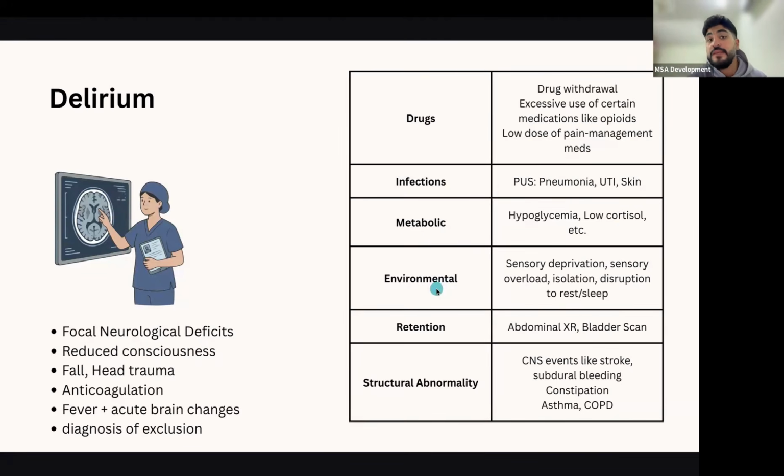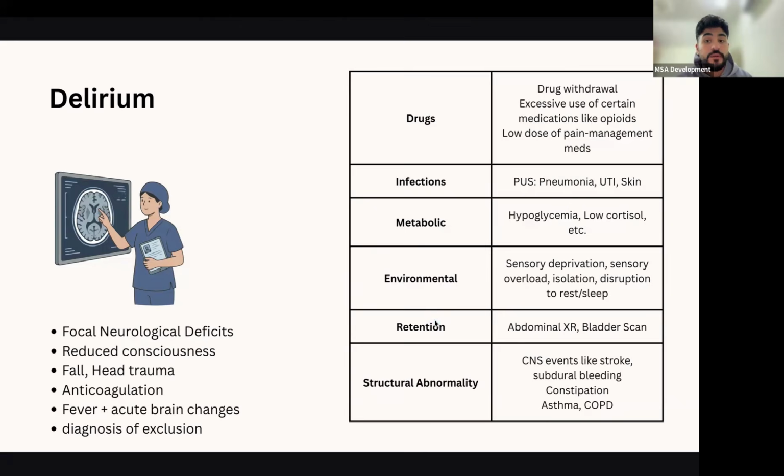Environmental, so they could be sensorily overloaded. Maybe they're going through something at home. Maybe they're isolated. Maybe their schedule, their routine is disrupted. They're not having enough hours to rest and sleep properly. This could lead to delirium. Because, think about it. The older someone gets, the more you need to be treated like you're taking care of a child. Okay? Because any disorder in their routine, in their day, could lead to some sort of agitation. All right. So this could also probably lead to delirium.